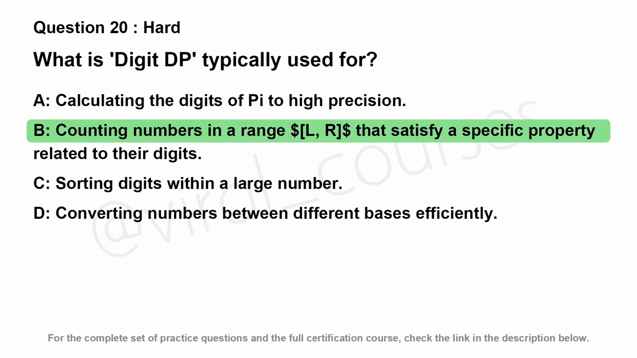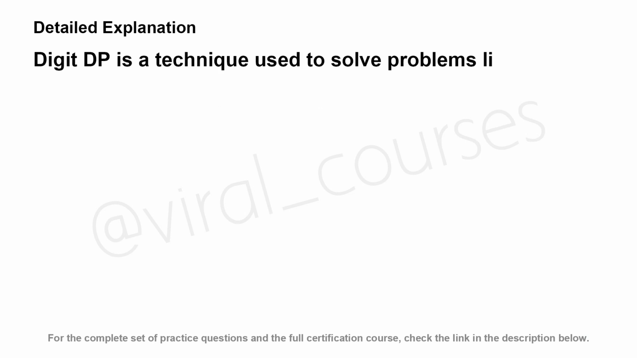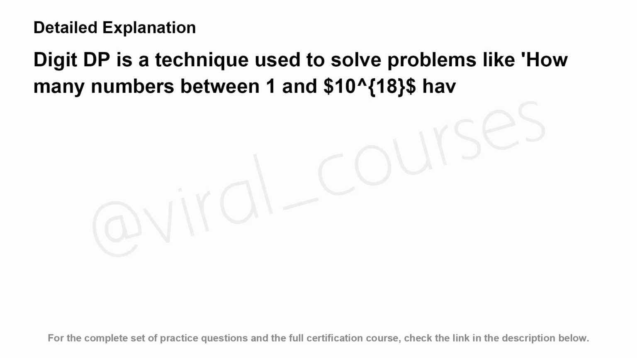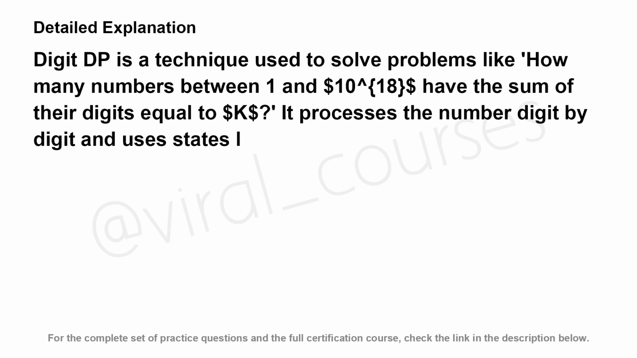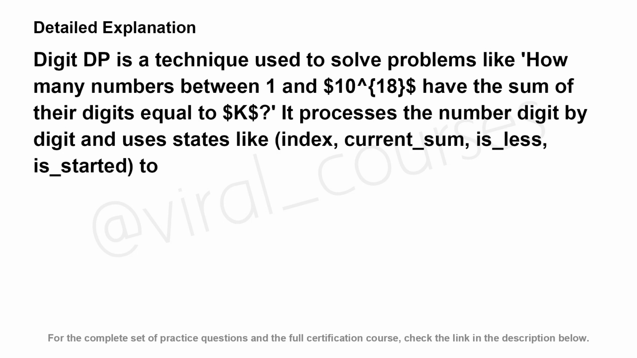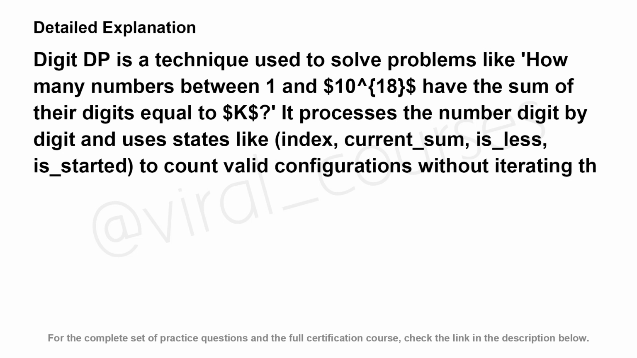The correct answer is B. Digit DP is a technique used to solve problems like, how many numbers between 1 and 10^9 have the sum of their digits equal to K? It processes the number digit by digit and uses states like index, current_sum, is_less, is_started, to count valid configurations without iterating through every number.